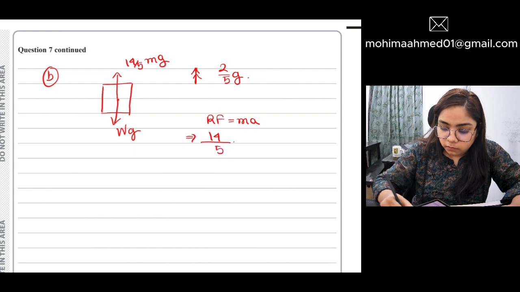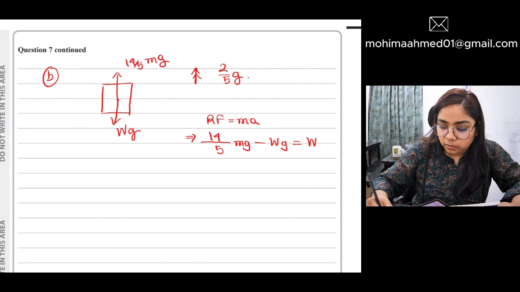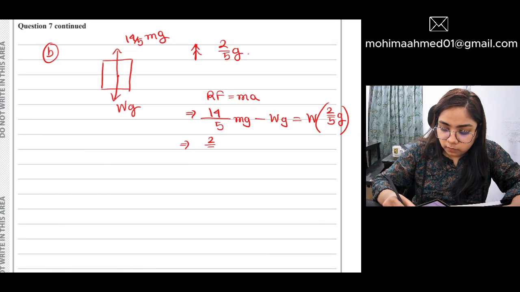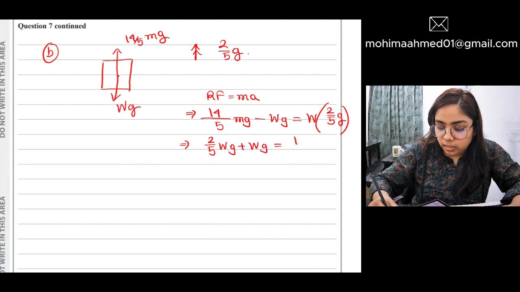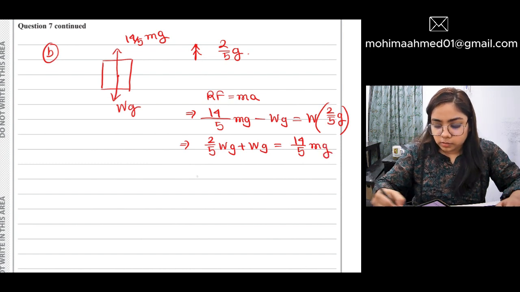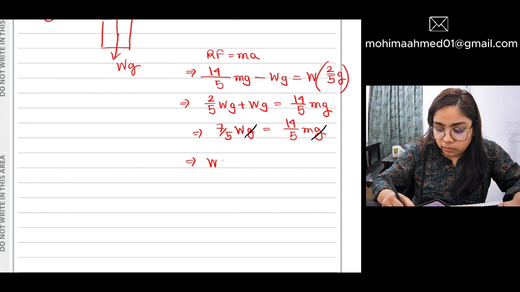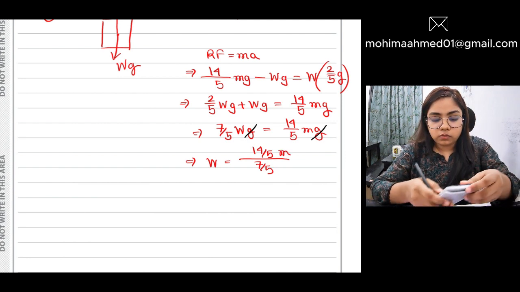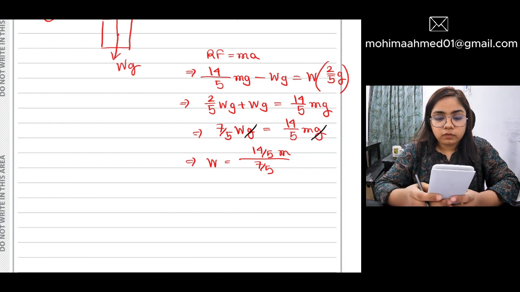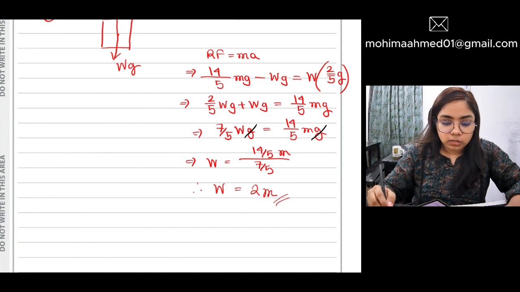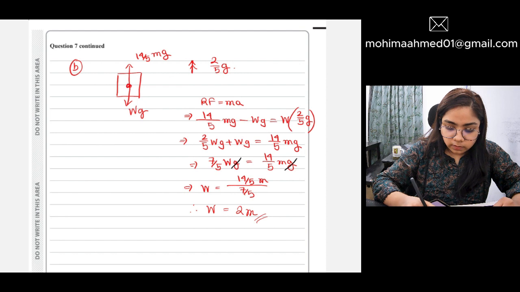The resultant force is 14 over 5 mg minus Wg equals W a, which is 2 over 5 g. At the end, I'll take all the W's together, which is 2 over 5 Wg plus Wg, and 14 over 5 mg. This is going to be 7 over 5 again. 7 over 5 Wg equals 14 over 5 mg. As both sides have gravitational field strength, it will cancel out, and for W you are left with 14 over 5 divided by 7 over 5, with mass included. That is just 2, so the weight of particle P is just 2m.